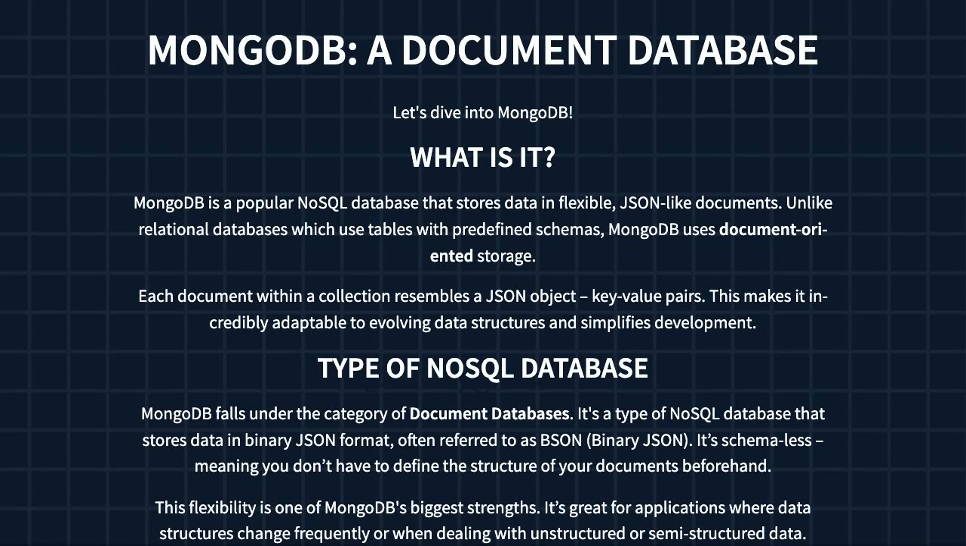Okay, so let's talk about MongoDB. It's a really popular NoSQL database, and what makes it stand out is how it stores data. Instead of using traditional tables with rigid structures like in relational databases, MongoDB uses something called documents. Think of documents as JSON-like objects. They hold key-value pairs just like you'd see in JavaScript. Because of this flexible document structure, it's super easy to adapt to changing needs or handle different types of data all within the same database.